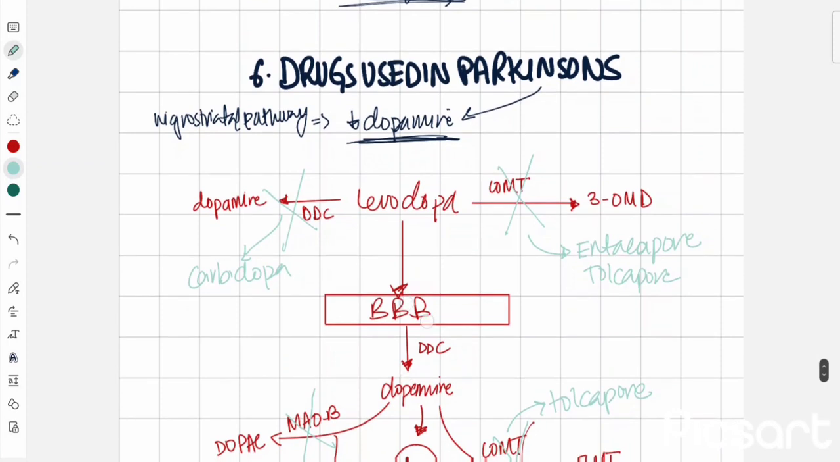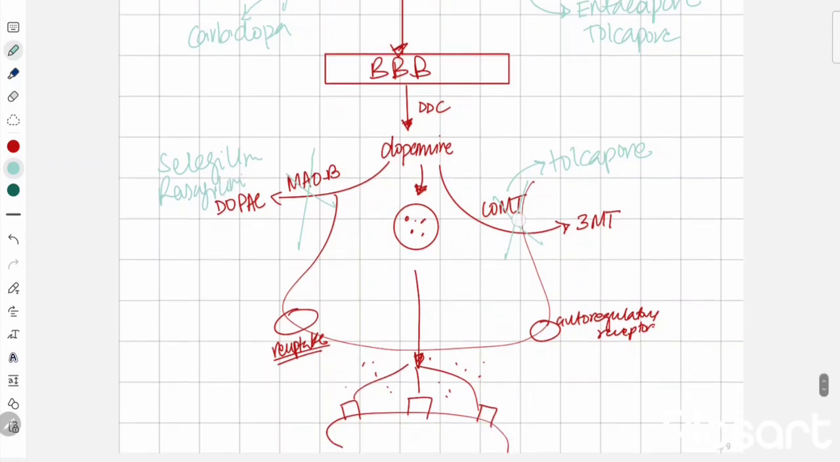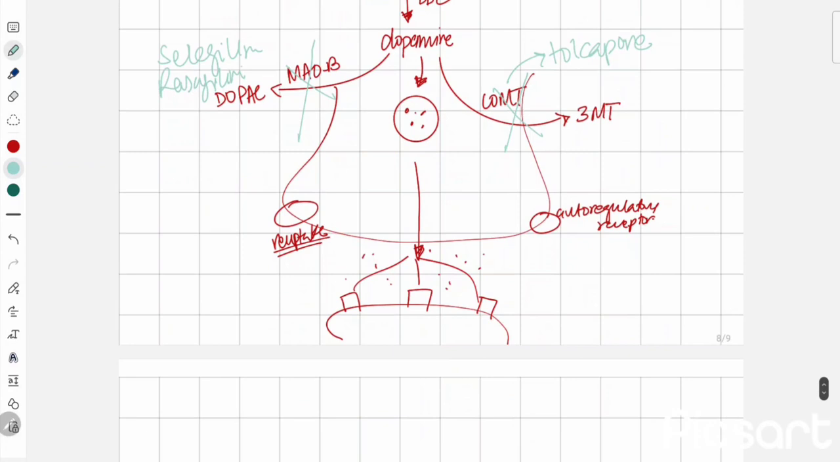Then what else can we do? We need selegiline and rasagiline to inhibit MAO. And there are two other things. We can give dopamine agonists.